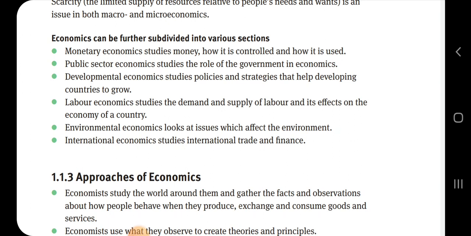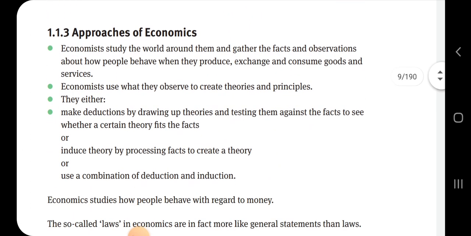So economics can be further subdivided into various sectors. There is monetary economics, which studies money. There's public sector economics, which studies the role of government in the economy. There is development economics, which studies policies and strategies that help developing countries to grow. There's labor economics, the demand and supply of labor and its effect on the economy. Then there's environmental economics, which looks at issues that affect the environment. And then there's international economics, which studies international trade and finance.